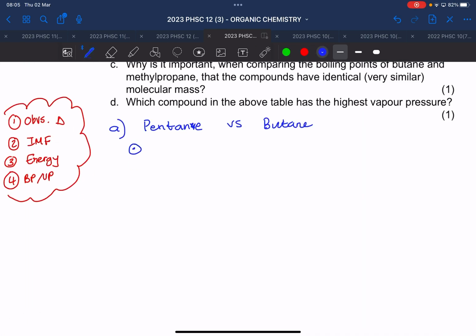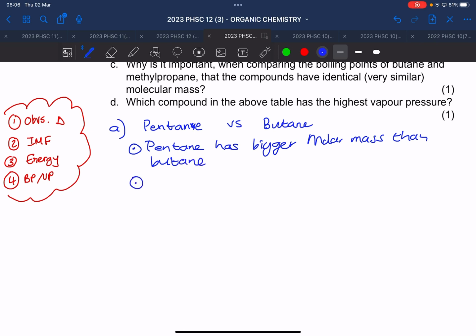You're going to say pentane has bigger molar mass than butane. Okay, so that is the obvious difference. Are you writing down, Declan? Pentane has bigger molar mass than butane.